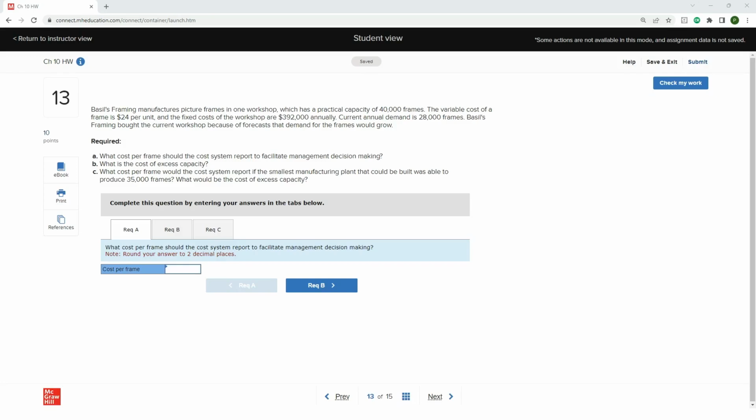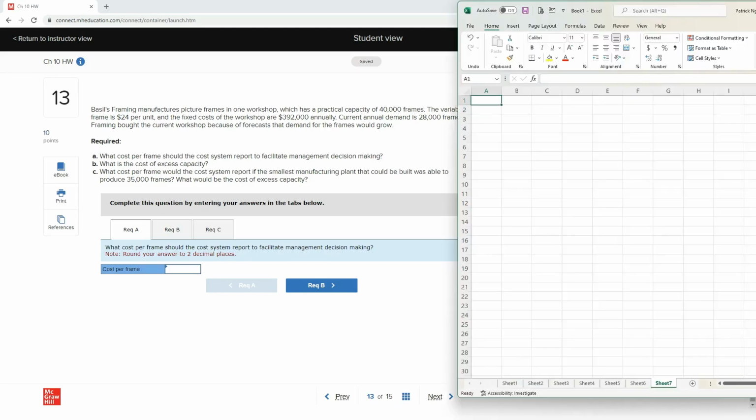So for part A, it says, what cost per frame should the cost system report to facilitate management decision making? Well, it tells us that our variable cost is $24. And for our fixed capacity cost, it's $392,000. We're going to divide that by the 40,000 frames because we don't want to just divide it among 28,000 frames because those are what the customers are purchasing.